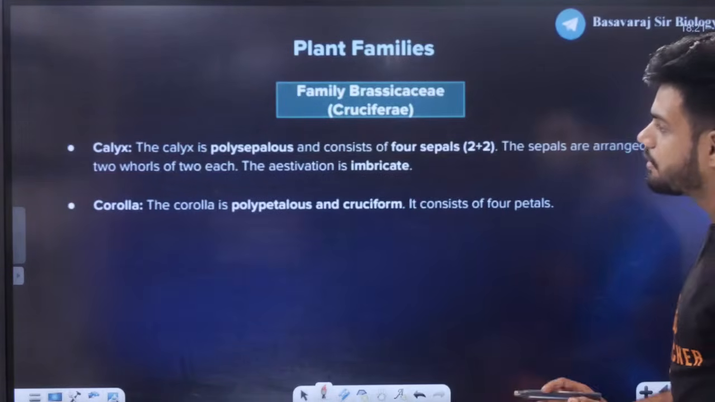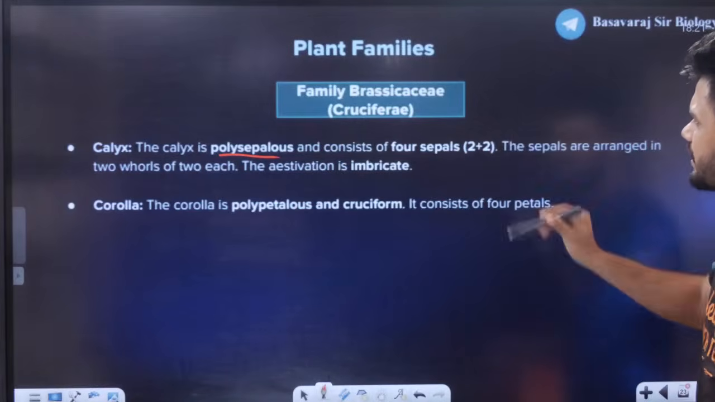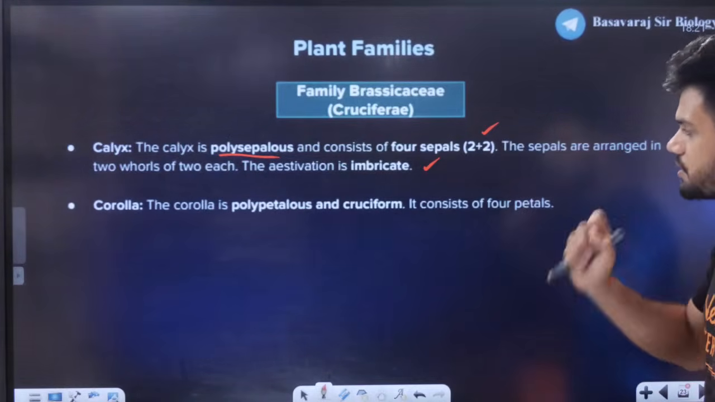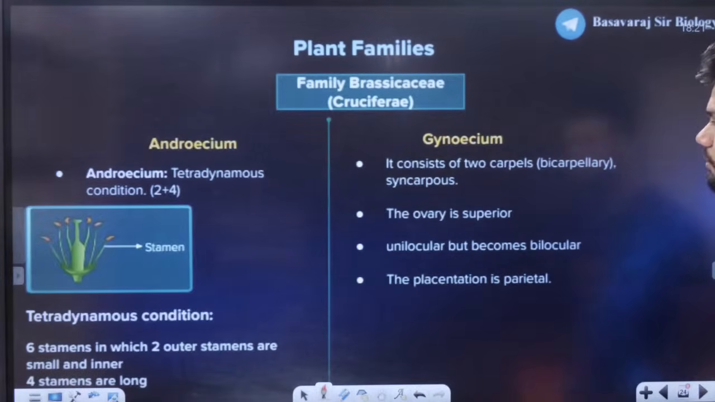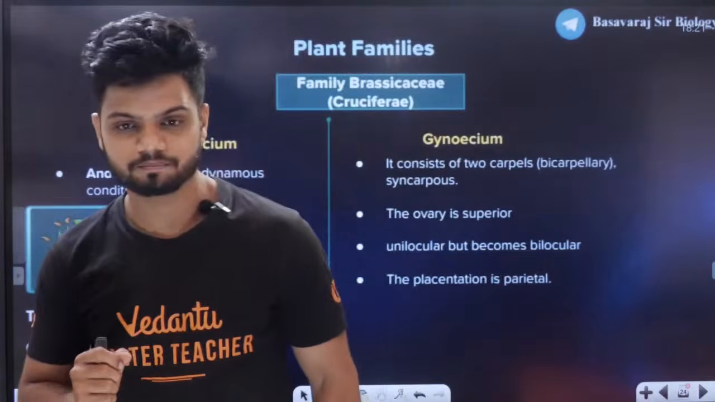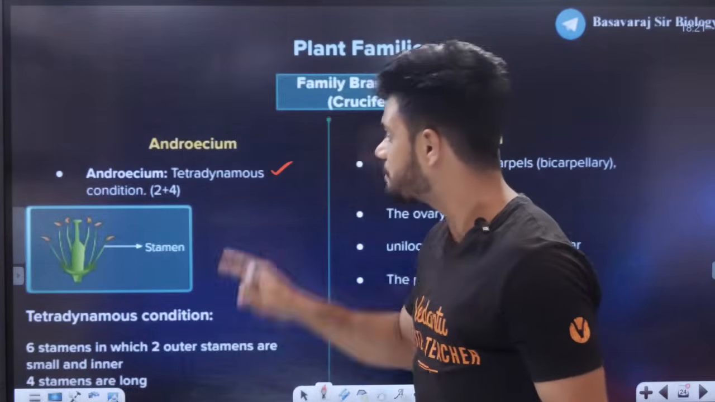Okay, now here calyx is called as your polysepalous. Very common, they will not ask you all this. 2 plus 2, imbricate aestivation. Now here I already told you corolla is cruciform corolla. Now here students, where will the question come from? The question will come from a concept called as the androecium here.